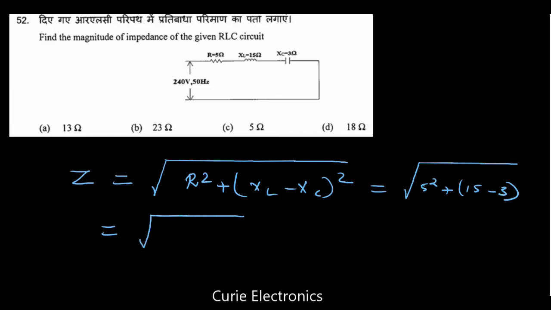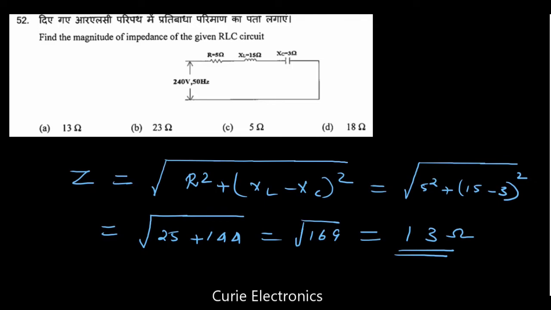Which equals the square root of 25 plus, sorry, I forgot to write the square root. Now 15 minus 3 is 12. What is 12 square? 144. Now this comes to 169. What is the square root of 169? That is 13. What is the unit of impedance? Ohms. What is the unit of inductive reactance? Ohms. What is the unit of capacitive reactance? Ohms. So the answer is option A, 13 ohms.